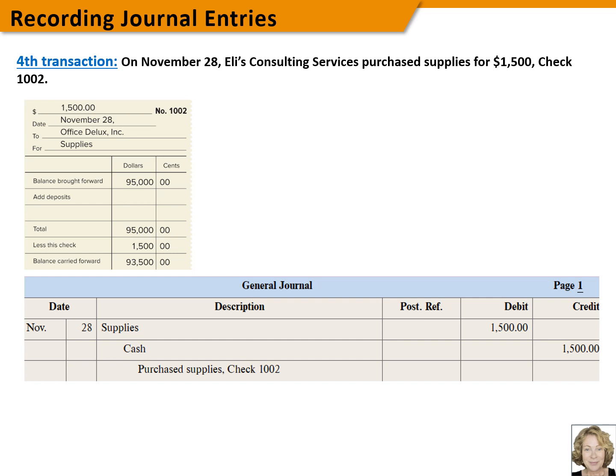a copy of the canceled check, or other proof that the amount was paid. In some cases, the auditor might even ask for verification from Office Deluxe directly. For this business transaction, we debit supplies for $1,500 and credit cash for $1,500. Why? Well, our supply assets increased, and assets increase with debits, and our cash decreased. Cash is also an asset, and assets decrease with credits.